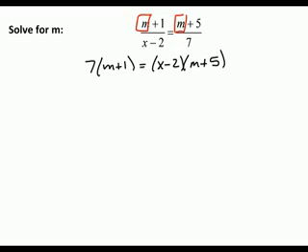So let's think about where these m's are. Here's an m, here's an m. So we know we need to distribute. 7m plus 7 equals. We're going to distribute here.